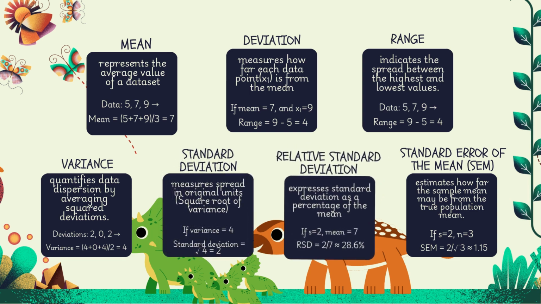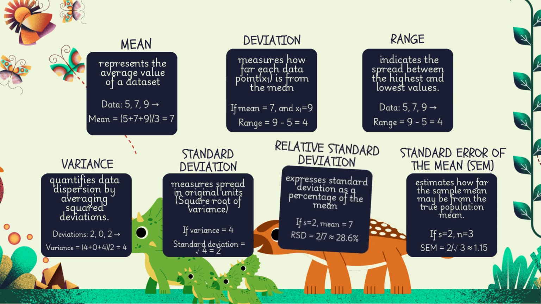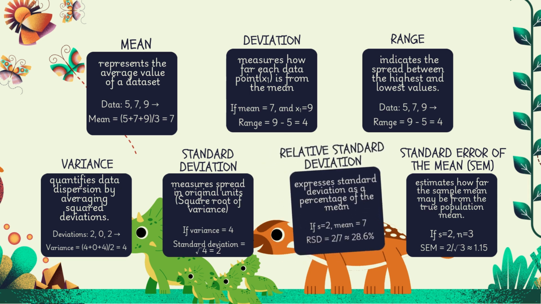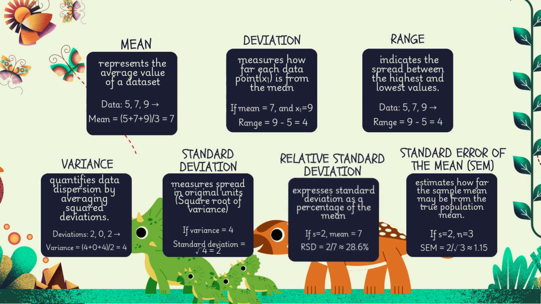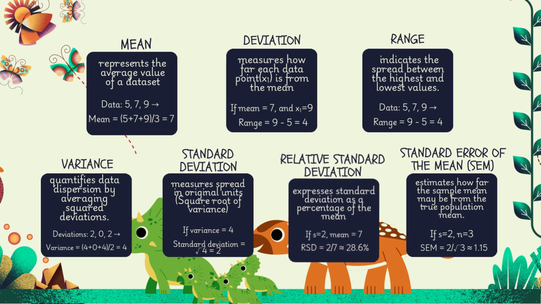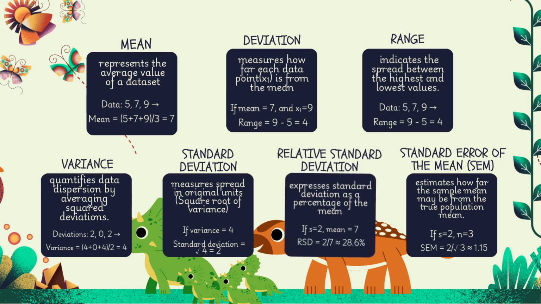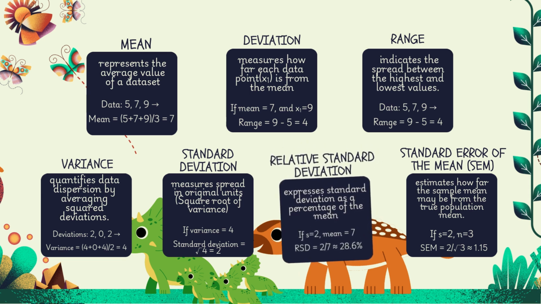Relative standard deviation expresses standard deviation as a percentage of the mean. It is also called the coefficient of variation. It's useful for comparing variability across different datasets. For example, if the standard deviation is 2 and the mean is 7, then the RSD is 2 divided by 7 and multiplied by 100%.